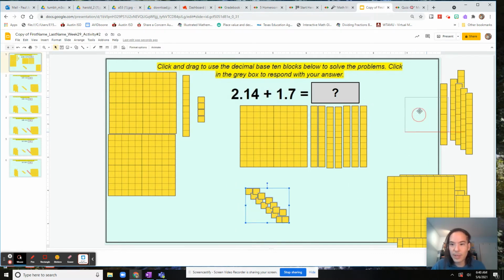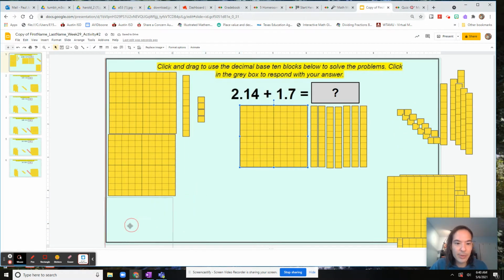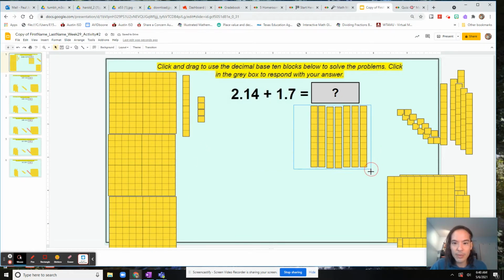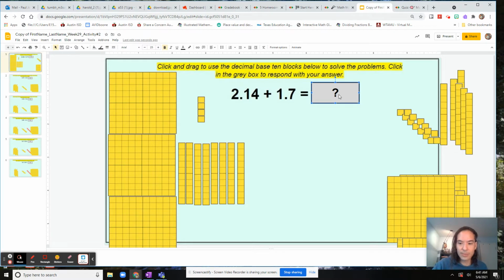I'm going to move these over here too. All right, so we can find out how much we have all together by squishing it all together. So there's 3 wholes. All right, and then we had 8 tenths, 1, 2, 3, 4, 5, 6, 7, 8 tenths, and 4 hundredths. So our answer will include 3 wholes, 8 tenths, and 4 hundredths.